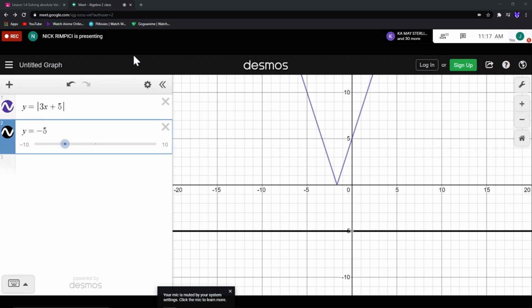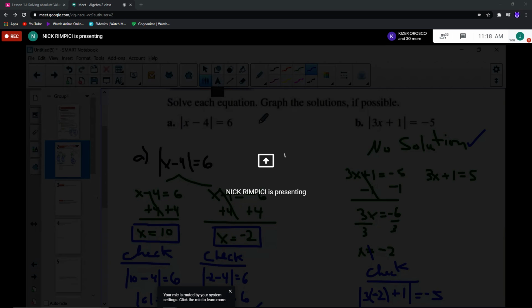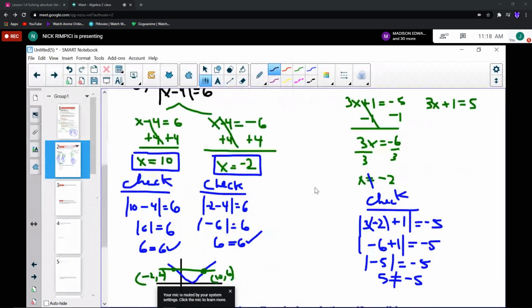Let me go back to Notebook. I just want you to see how it looked. Okay, I'm going to go back to Notebook now, and in my notes, I'll just draw what I see, and what I see is this.